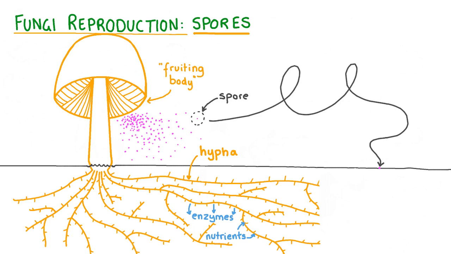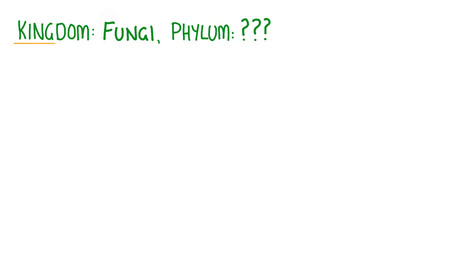And when they land on a suitable surface, they grow into a new network of hyphae. And the life cycle begins again. The fungi kingdom is a large general taxonomic group. The many different species in the fungi kingdom can be classified into several different phyla. Let's take a look at 3 of these phyla and their characteristics.